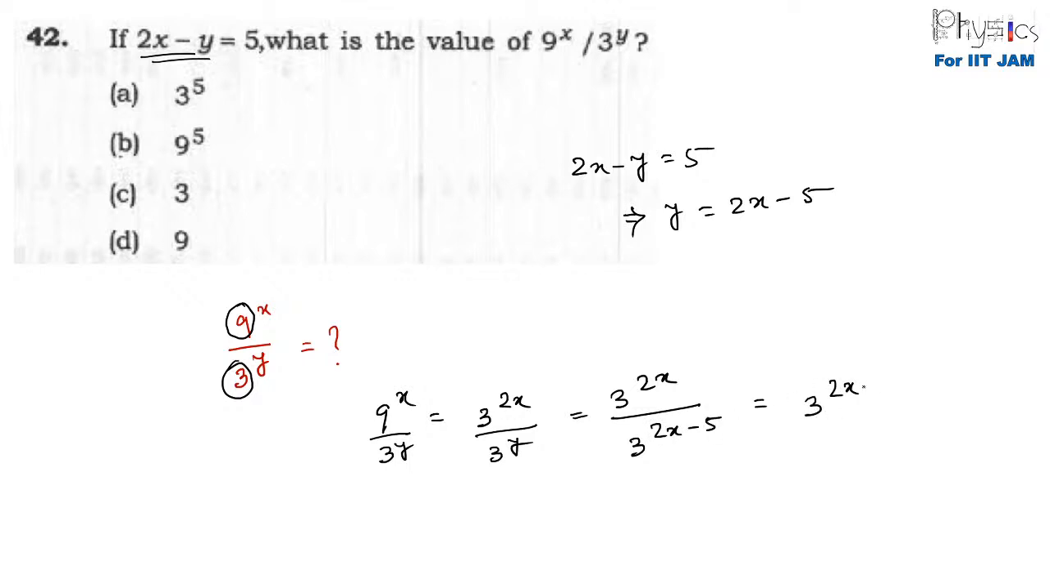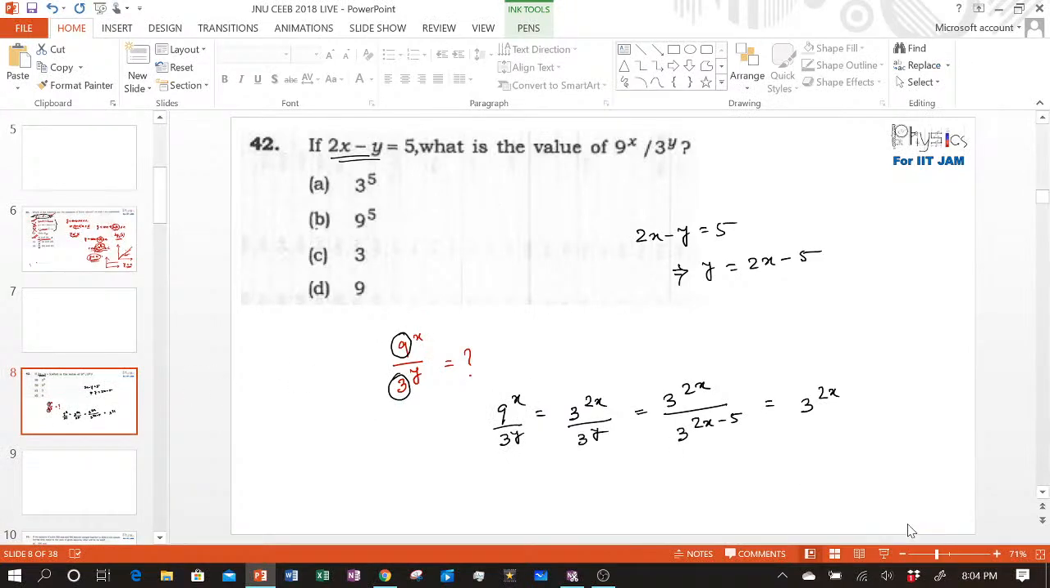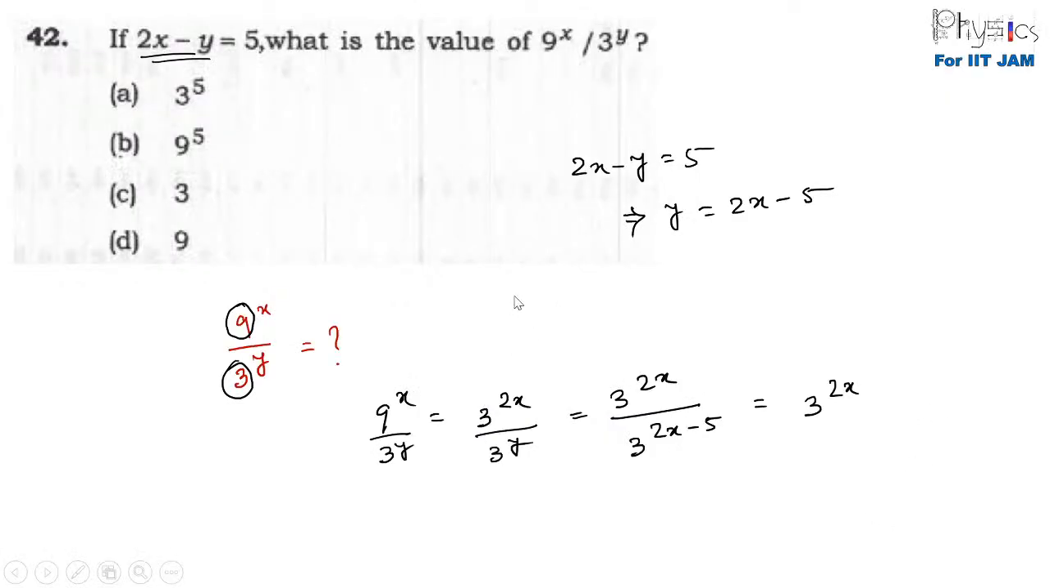That is equal to 3 to the power 2x minus 2x plus 5, right? So it will give us 3 to the power 5. So the correct answer is option A, 3 to the power 5.